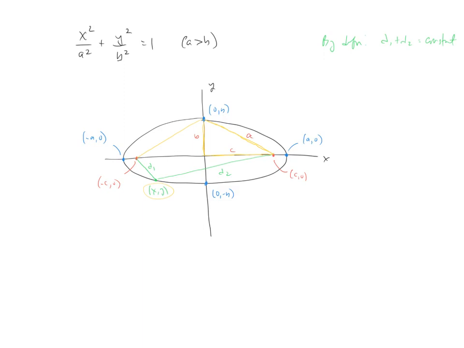So in terms of adding this guy up with this guy now, our constant would be 2A. So D1 plus D2 equals a constant of 2A.